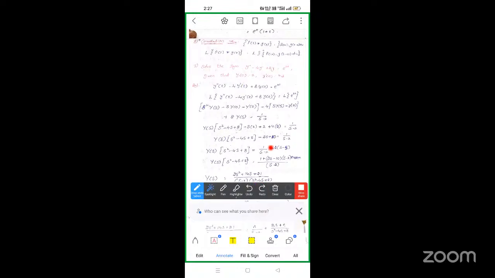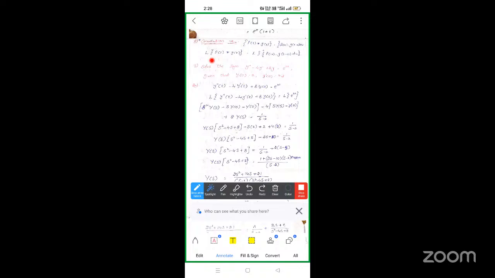The next example is based on the convolution theorem. So the convolution theorem: f, g are two continuous functions. It is defined by f of t star g of t is equal to the integration from 0 to t of f of u into g of t minus u into du. Is that clear? If f, g are two continuous functions on a closed interval I, then f of t star g of t is equal to the integration from 0 to t of f of u into g of t minus u du.